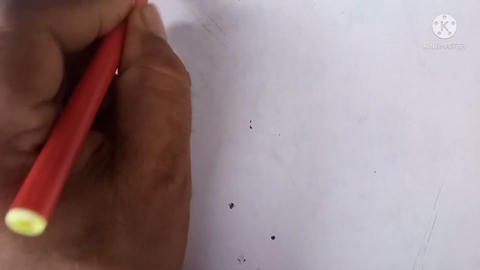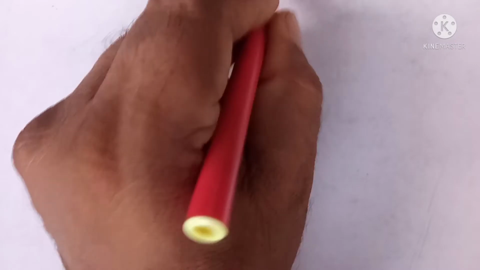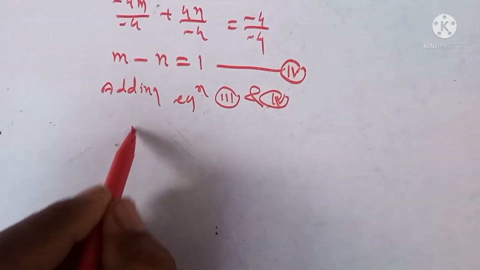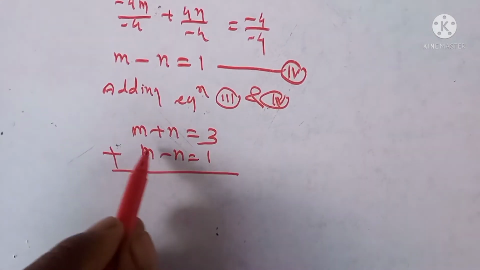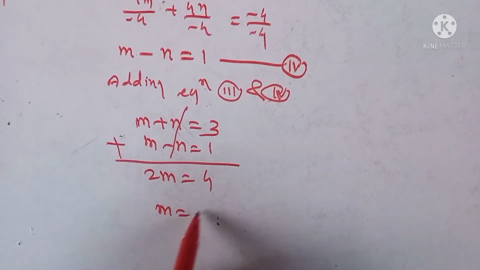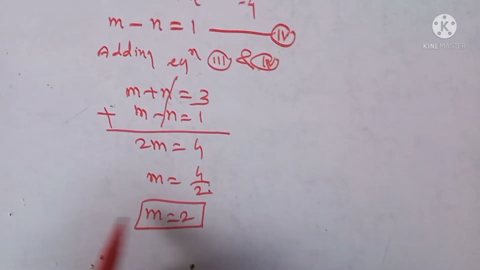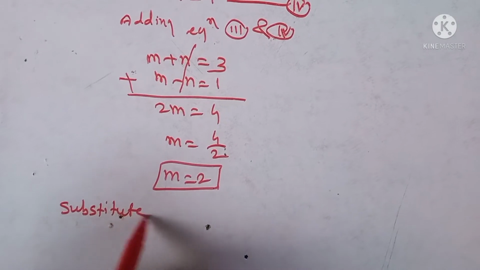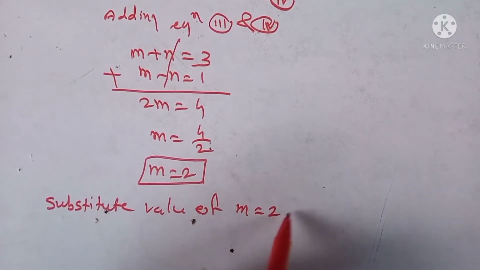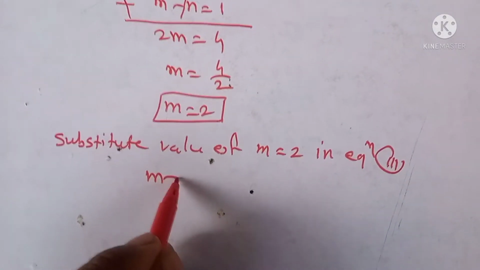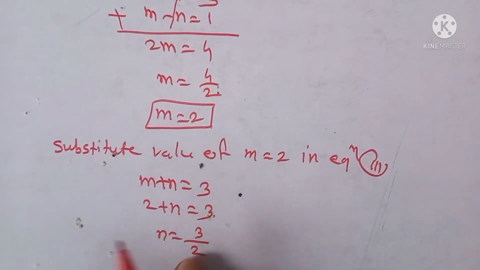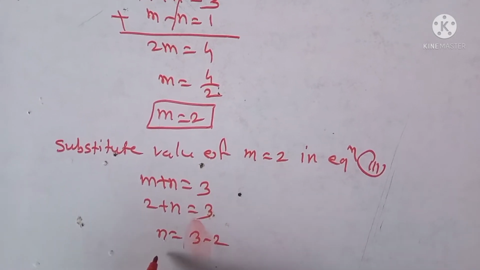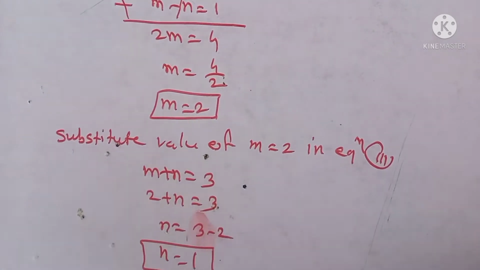Now we solve equations 3 and 4. Adding equations 3 and 4: m plus n is equal to 3 and m minus n is equal to 1. Adding, n cancels, so 2m equal to 4, m is equal to 4 by 2, m is equal to 2. Substitute the value m is equal to 2 in equation 3: 2 plus n is equal to 3, n is equal to 3 minus 2, n is equal to 1.